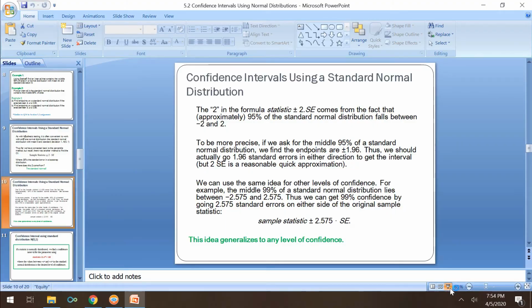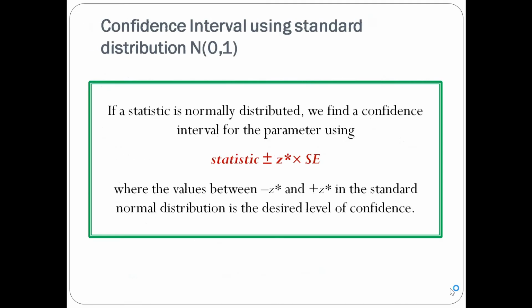And we can generalize this further. So now to find any type of confidence interval, we can use this formula: statistic, which we can find from the original data, plus or minus z star, which we can find from the standard normal distribution, times the SE, where z stars correspond with each confidence interval.